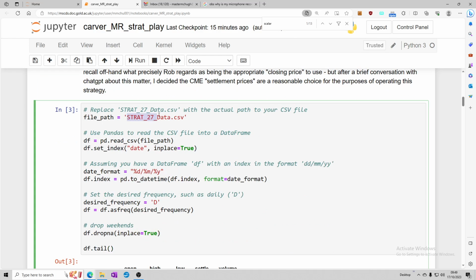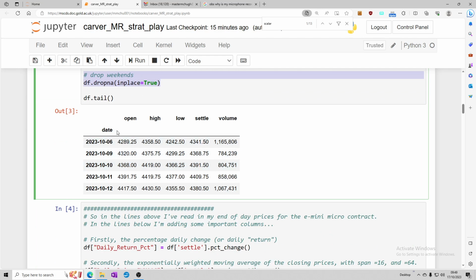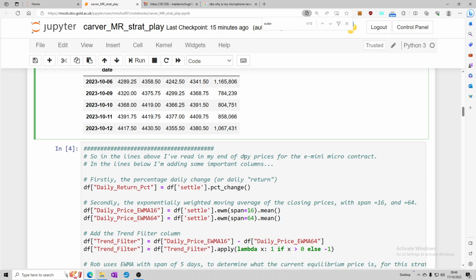So I have a CSV file with my price data called strat27data. I read it into a pandas data frame. I then tidy up the formatting of the date index and I get rid of weekends. And this is a snapshot of the resulting data frame: date, open, high, low, settle price, and the volume of contracts traded that day.